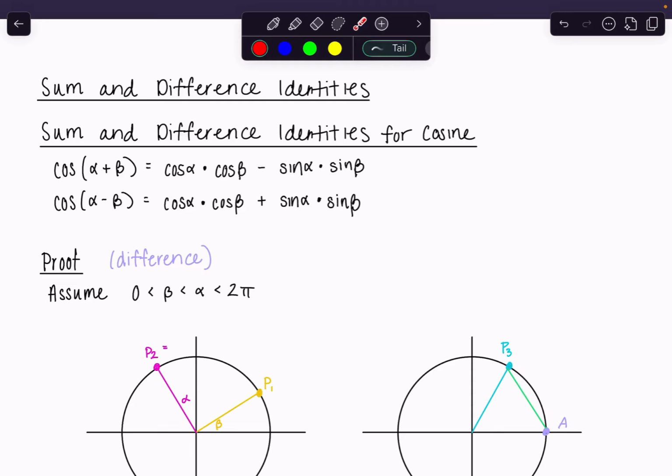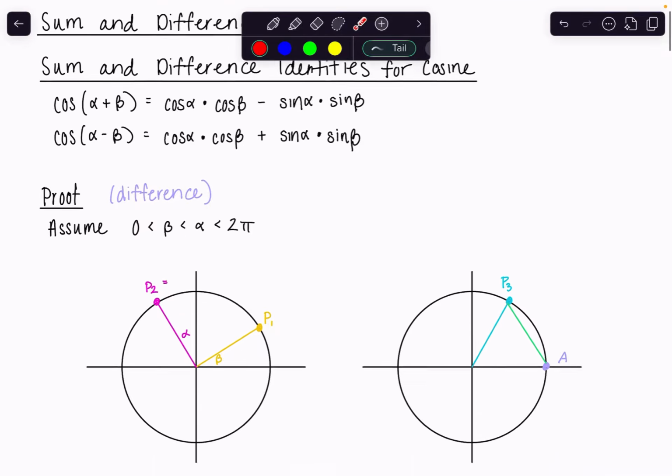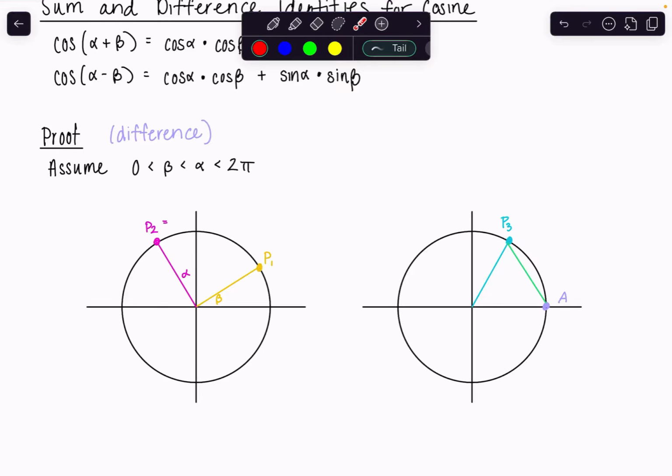So what I'm going to do is I'm going to prove the difference, which is the second formula, the difference of two angles. So I'm going to assume that beta is the smaller angle, alpha is the bigger one, because if it's the reverse, it's still going to be the same formula. And what I'm going to do is I'm going to consider a bunch of different points on here. So I'm going to draw a picture as to what's going on. So my first angle, beta, is the small one. So that's going to be this angle here. And then alpha is going to be this bigger angle all the way over here.